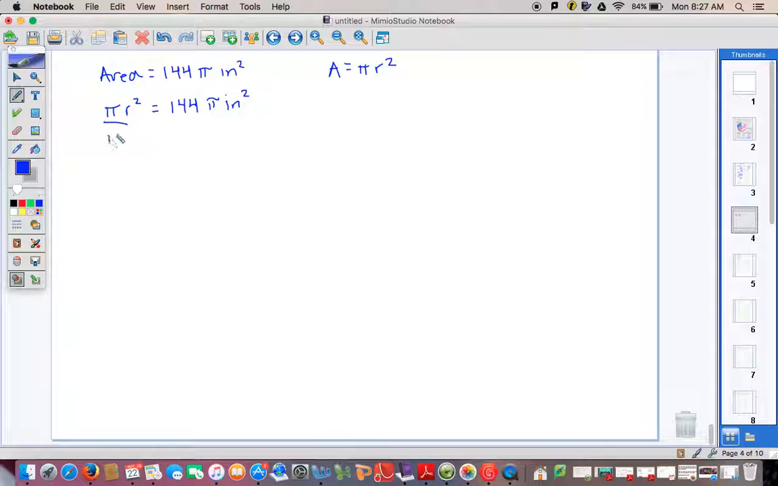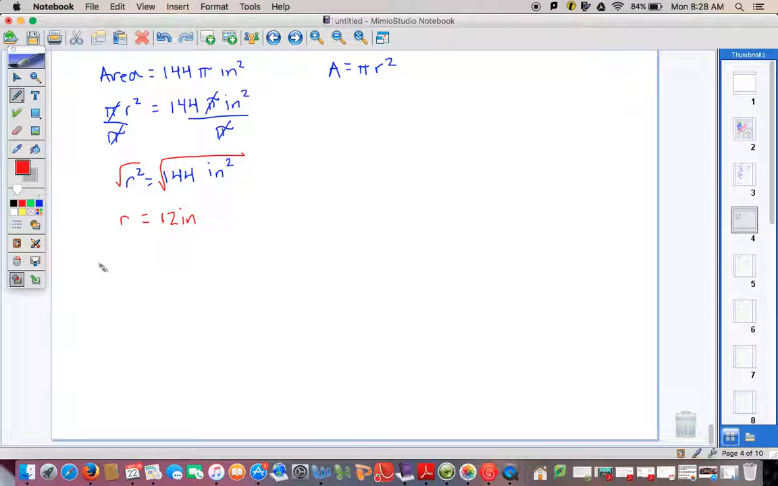If we divide both sides by pi, our pi's cancel, and we have that radius squared is equal to 144 inches squared. Now the inverse function of squaring is taking the square root. So the next step would be to take the square root of each side. The square root of r squared is r, and the square root of 144 inches squared is 12 inches. So we know that a radius of 12 inches would have an area of 144 pi inches squared. But the question is, what is the circumference?